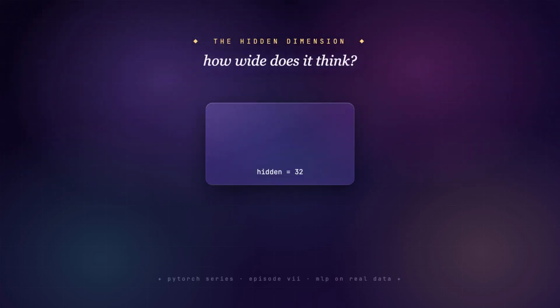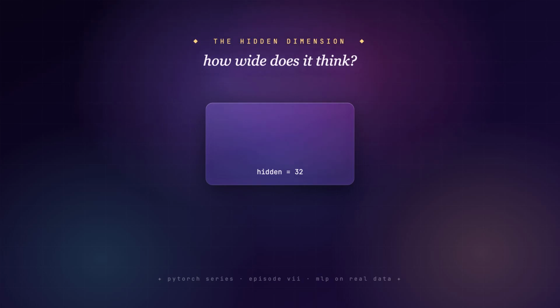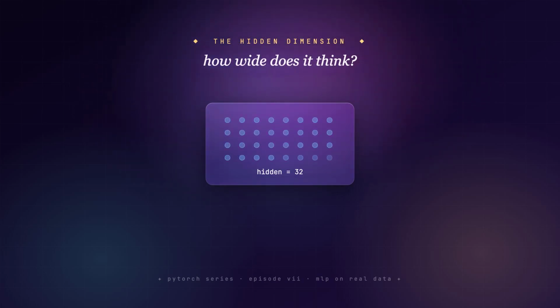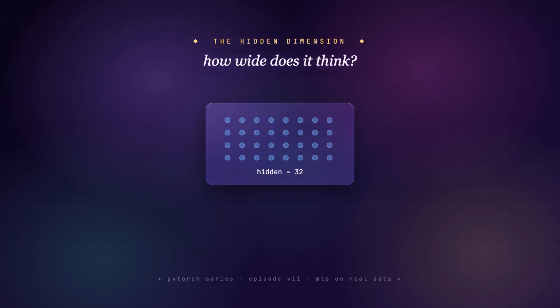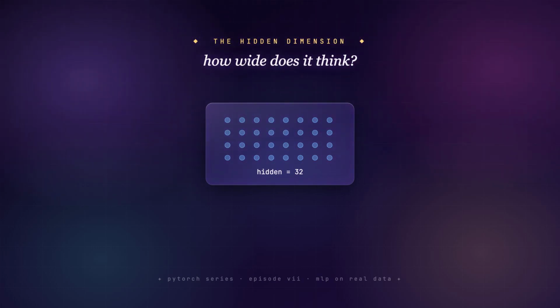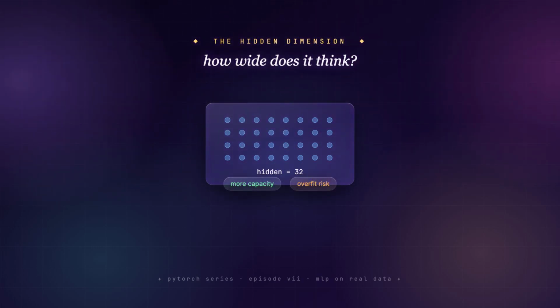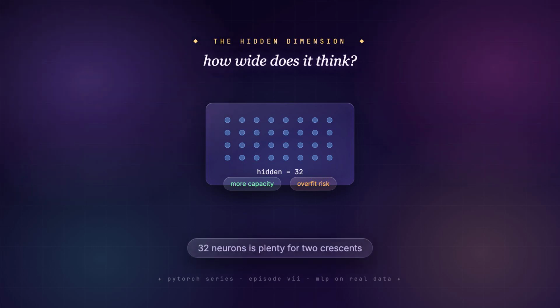Those middle layers are 32 wide. That number, the hidden dimension, is the width of the net's thinking. More neurons, more capacity to bend the boundary into complicated shapes. But it cuts both ways. Too much width, and the net starts memorizing the noise instead of learning the shape. 32 is plenty for two crescents.